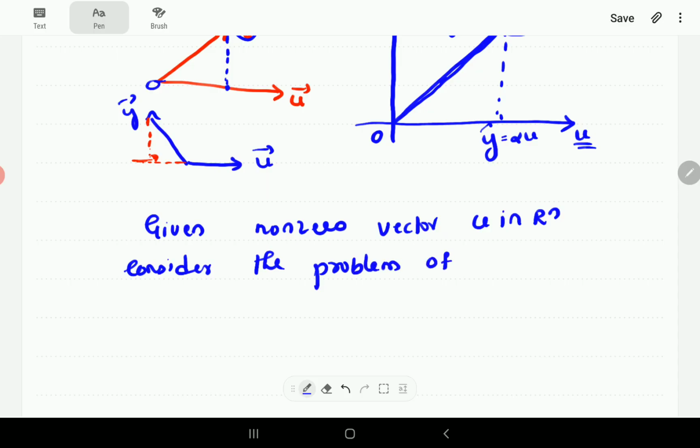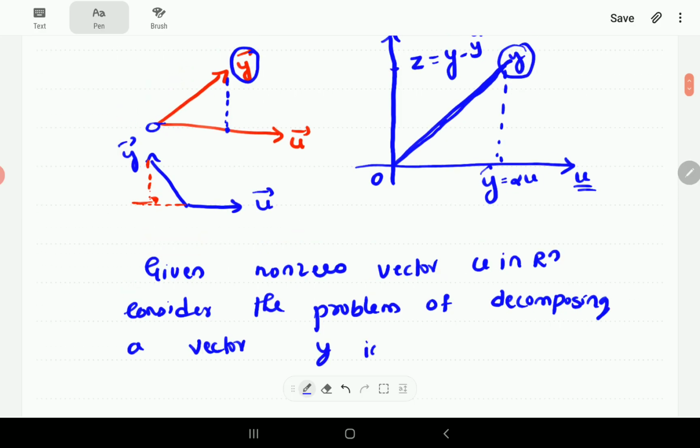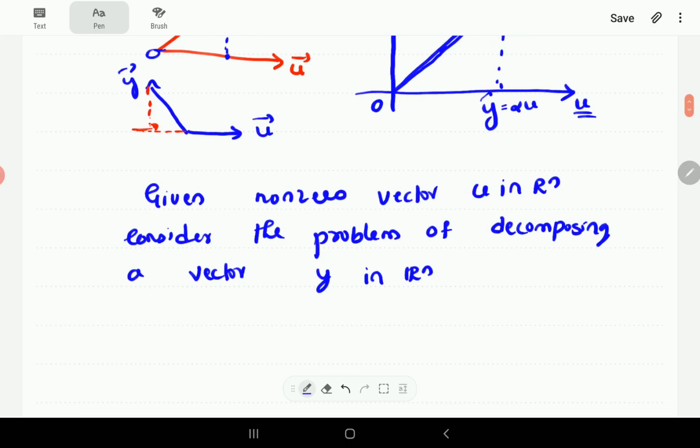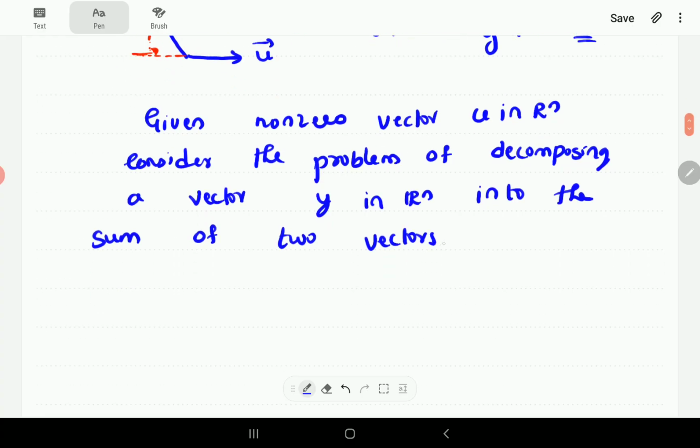We consider the problem of decomposing a vector, this vector y in Rn, into the sum of two vectors. How do the two vectors look? One vector is a multiple of u.